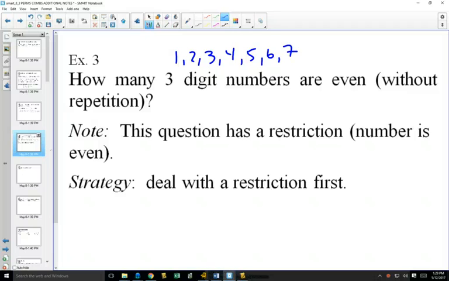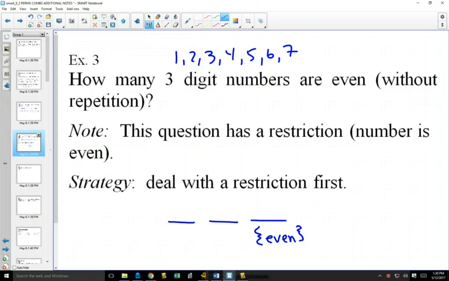And the strategy that you're going to find out that you're going to use for restriction problems is deal with that restriction first. So what does that mean? How many 3-digit numbers using 1 to 7, no repetition, are even? So what we have is we still have 3 decisions, but there's a restriction on this last one that it has to be even.